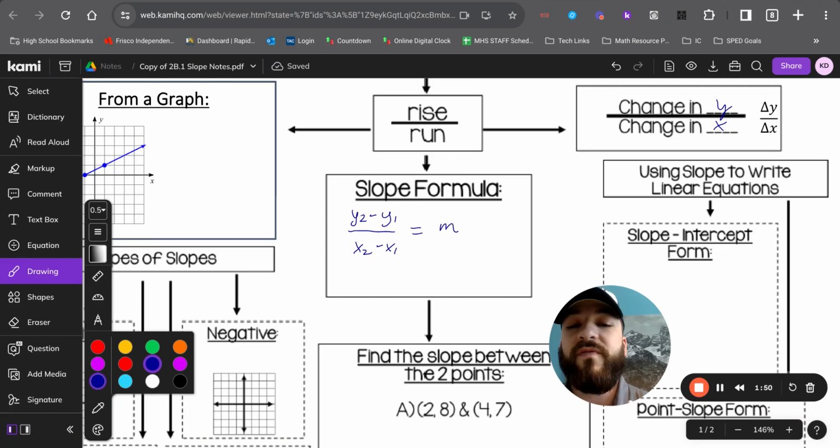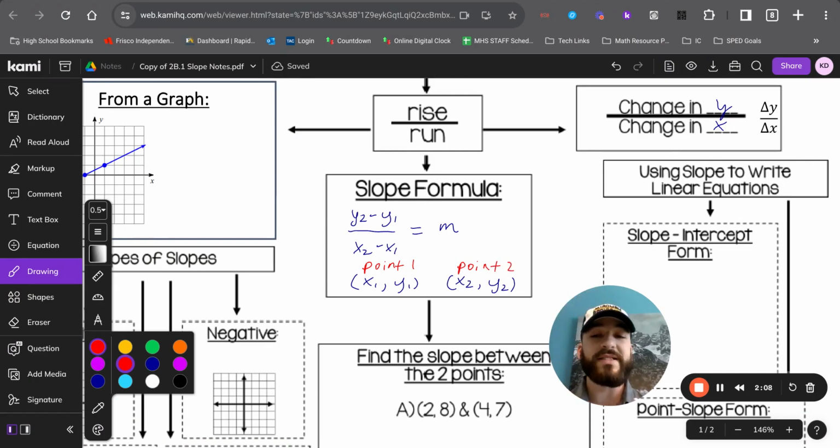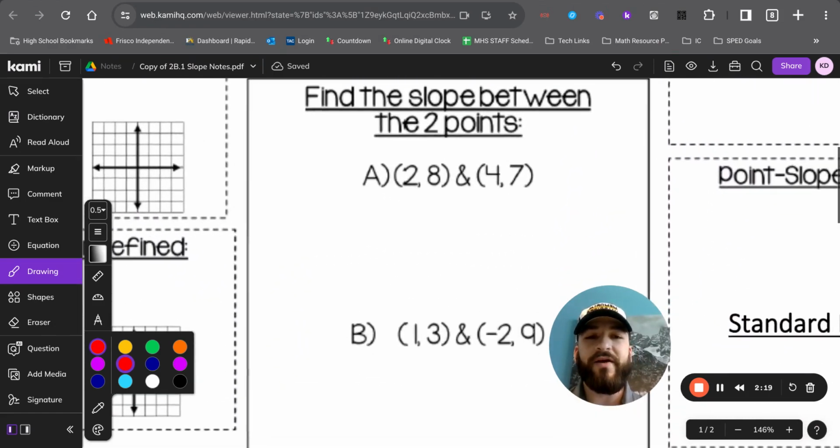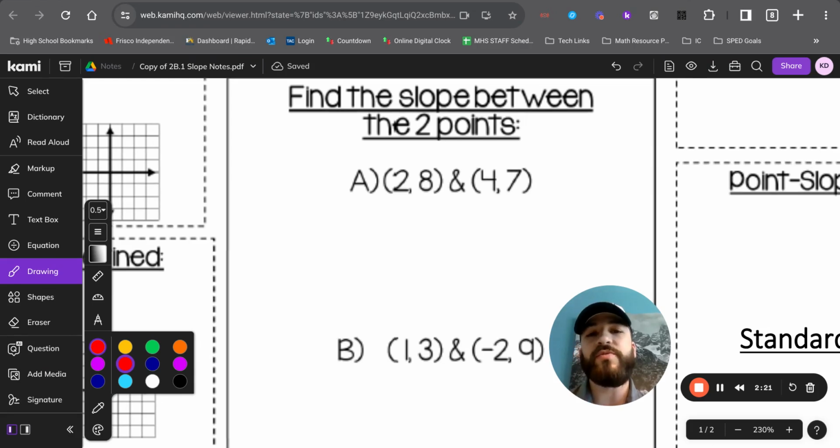So if I have x1, y1, and of course x2, y2, I would consider this to be point 1 and point 2. So if I have 2 points, then I can find slope. And that's going to be a common theme as we work today: as long as I have 2 points, if I have two sets of xy values, I can find slope. So let's look at our first example, and we're going to find the slope between these 2 points.